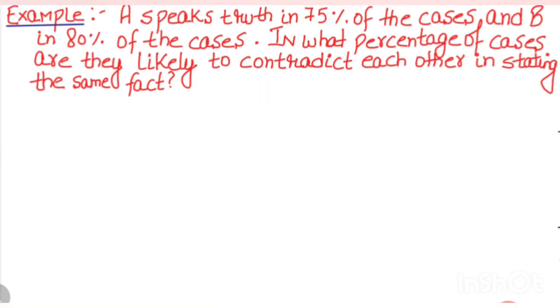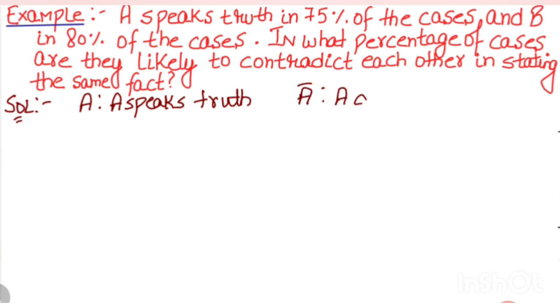Now the next one: A speaks truth in 75% of the cases and B in 80% of the cases. In what percentage of cases are they likely to contradict each other in stating the same fact? Now event A is such that A speaks truth. So event A bar will be that A does not speak truth.